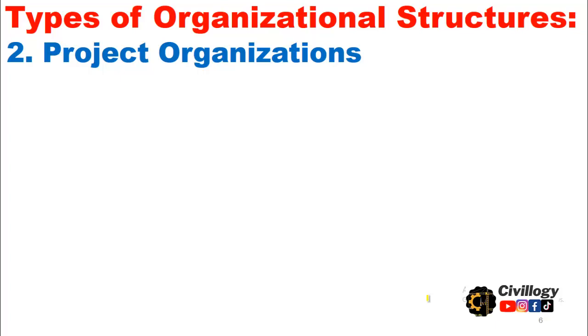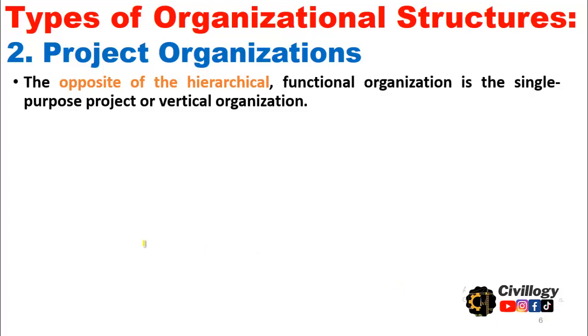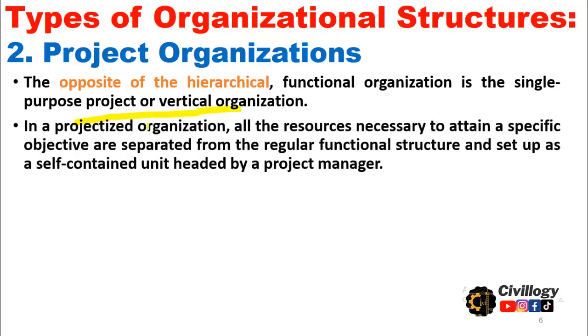Now, the second organizational structure is project organization. The opposite of the hierarchical functional organization is the single purpose project or vertical organization. In a projectized organization, all the resources necessary to attain a specific objective are separated from a regular functional structure and set up as a self-contained unit headed by a project manager.